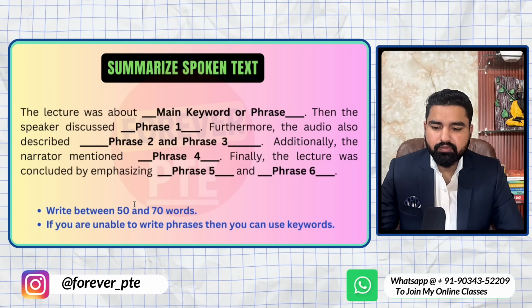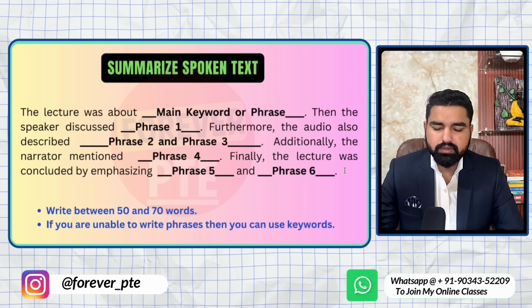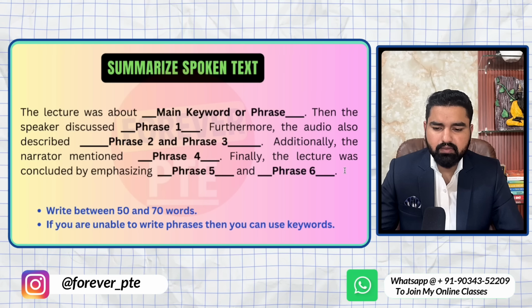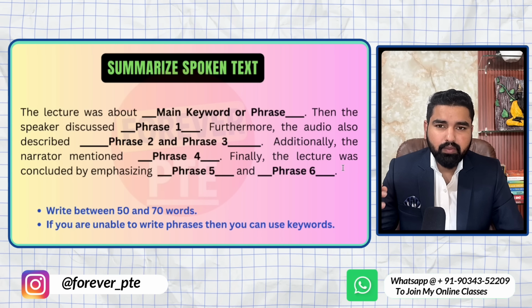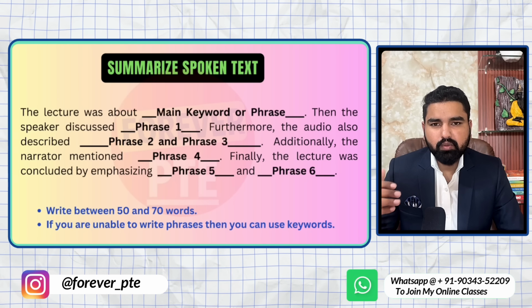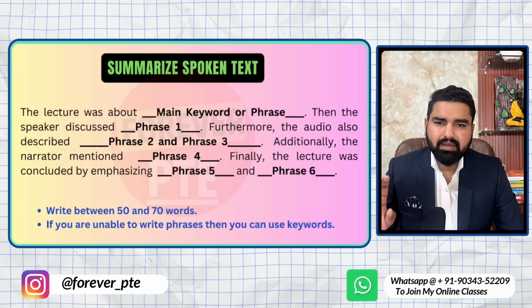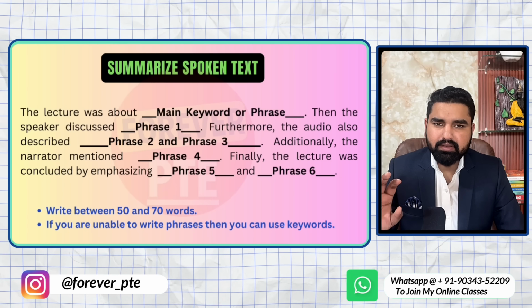So the word limit is 50 to 70 words. Anywhere between this word limit is fine. I wrote 66 words. You can even write 50 words or 60 words. If you're writing relevant content, your answer will be fine. After finishing summarize spoken text, I got a few multiple choice questions. I didn't pay much attention to those. I just marked whatever option I thought was correct.